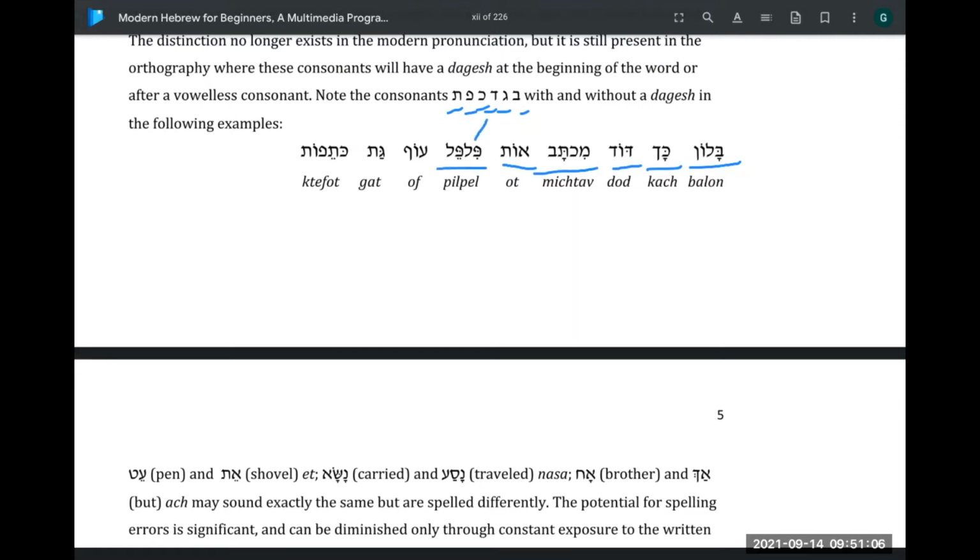Kitafot. Okay, so notice here, this dot in that letter makes that a K, so it's harder. It's like a K sound. Whereas without that dot, it would be sort of like a CH sound, like cough. It's kind of in your throat kind of sound.